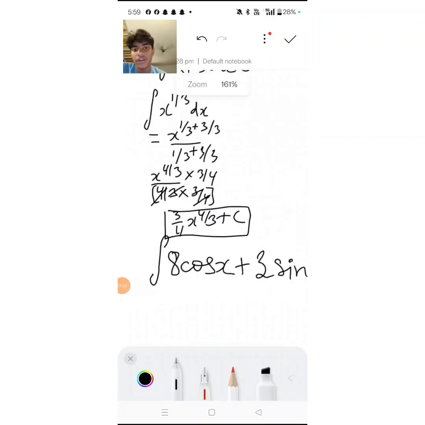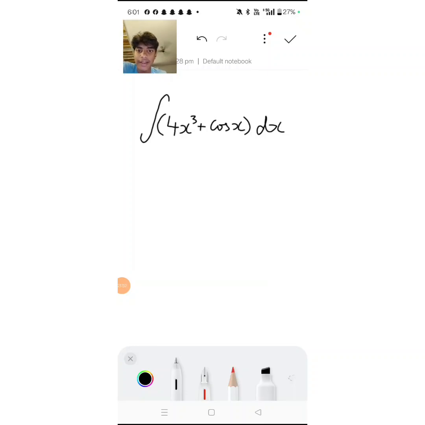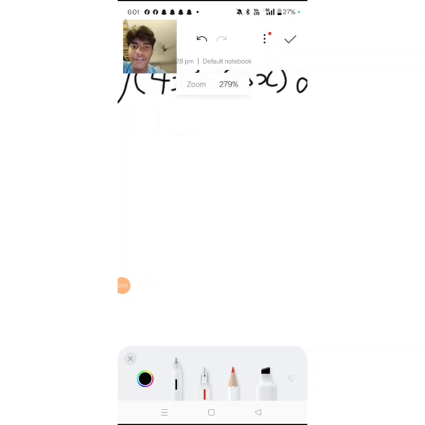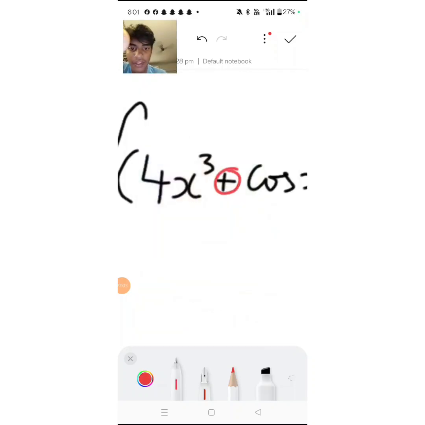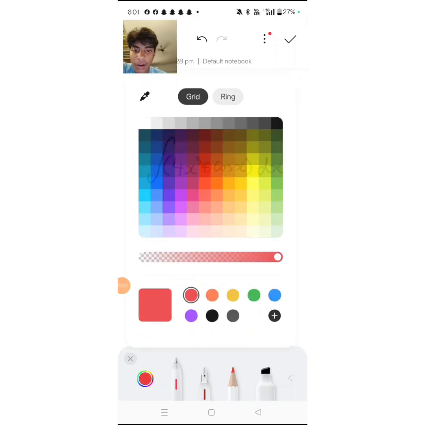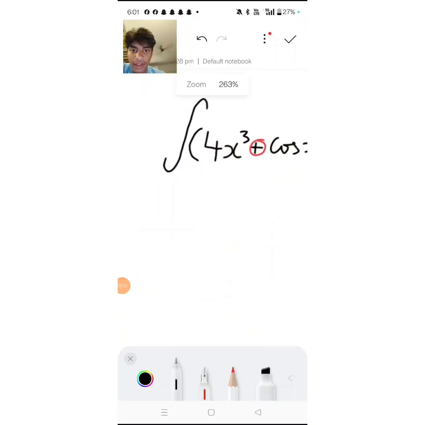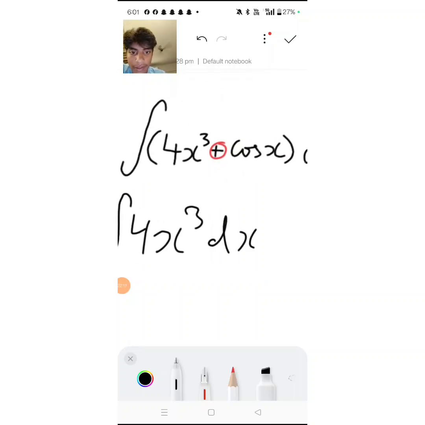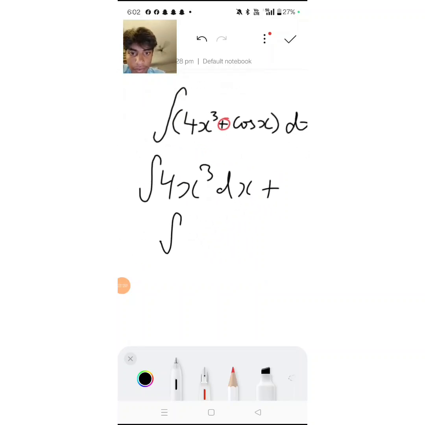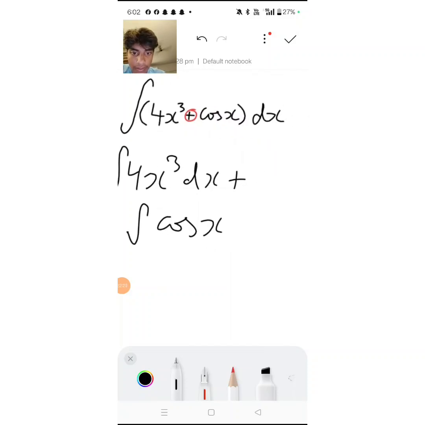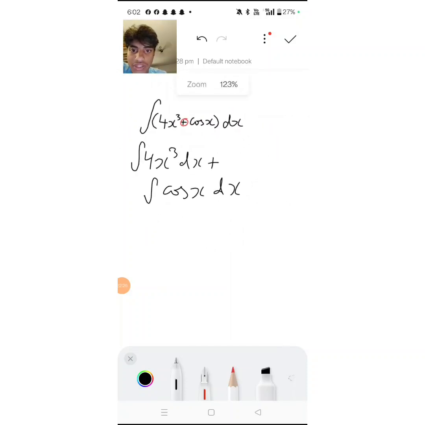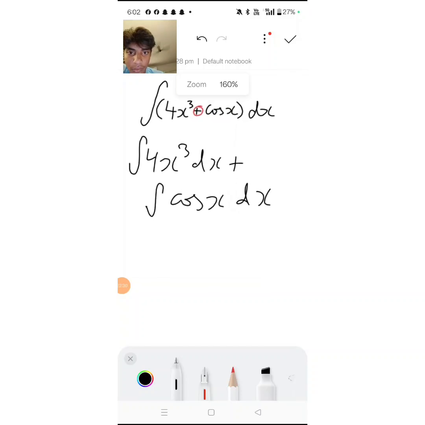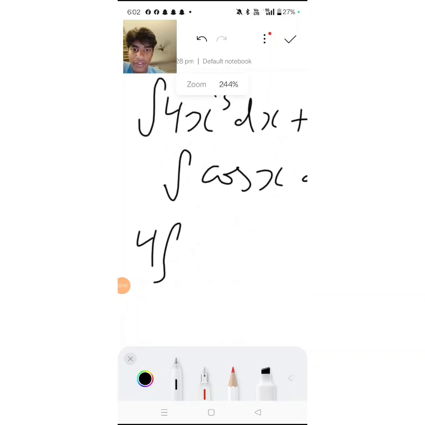It's incredibly important. Next, the integral of 4x cubed plus cos x dx. Just as I told you, you have nothing but the plus sign over here. So all you have to do is take the integral of both sides. It's the integral of 4x cubed dx plus the integral of cos x dx. We're not changing anything. For the integral of 4x cubed, we can remove the constant, leaving the integral of x cubed dx.